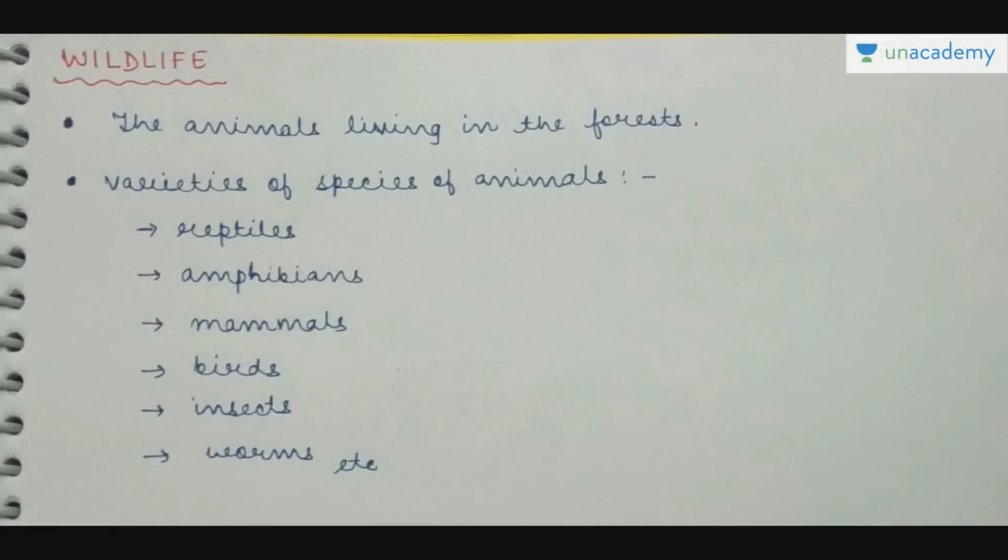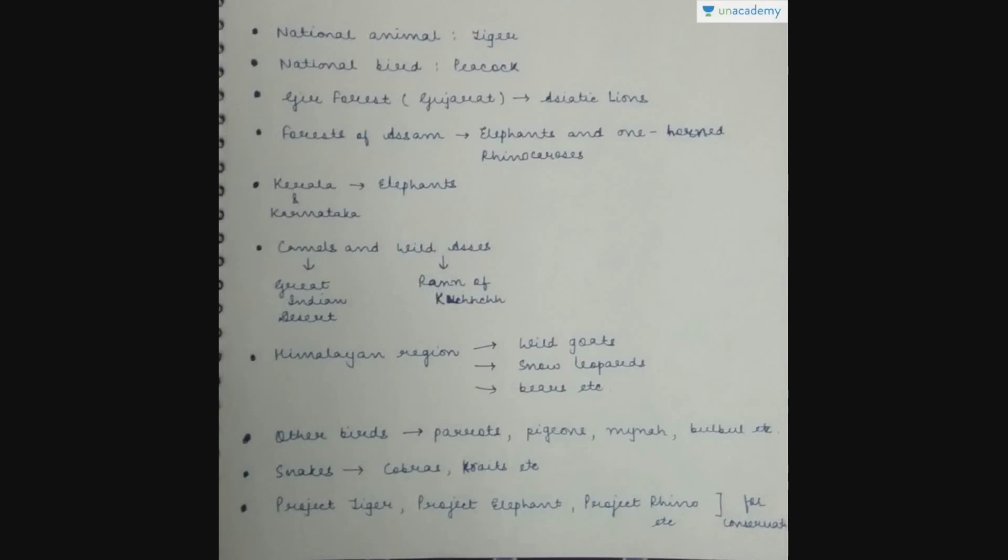Then about wildlife, they are basically the animals that live in the forest or in the natural vegetation area. Some varieties of species of animals which are found are reptiles, like crocodiles, snakes, lizards, etc. Then the amphibians, which live both on land and water, like frogs. Then the mammals, which give birth to young ones. Then the birds, the insects, worms. So there is a variety of species. Then the national animal for us is the tiger. The national bird is the peacock.